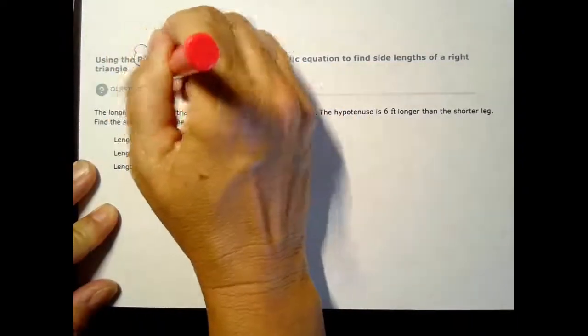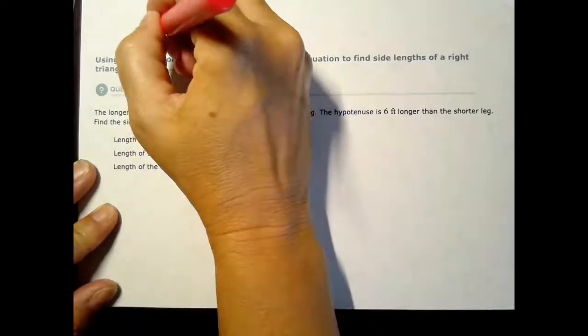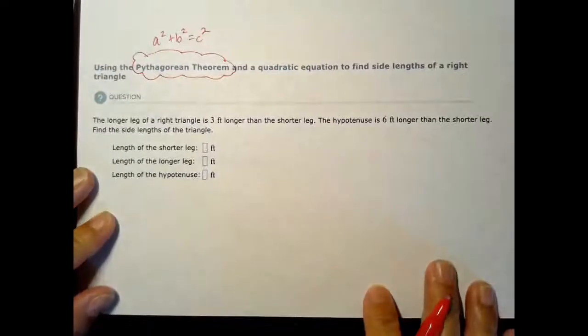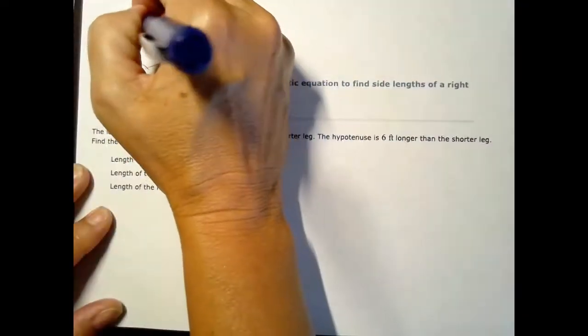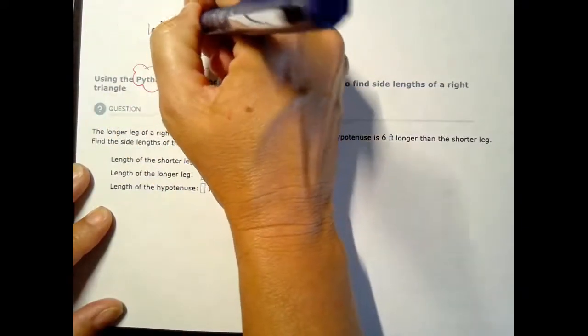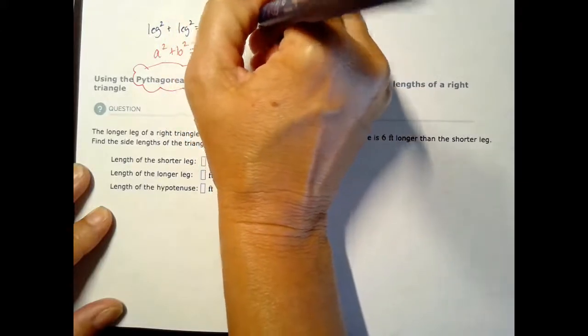Pythagorean theorem, that's a theorem used in right triangles, and it says that if you take the sum of the squares of the legs, it equals the square of the hypotenuse. And you guys probably remember it as a squared plus b squared equals c squared. What the definition says is leg squared plus leg squared equals hypotenuse squared.